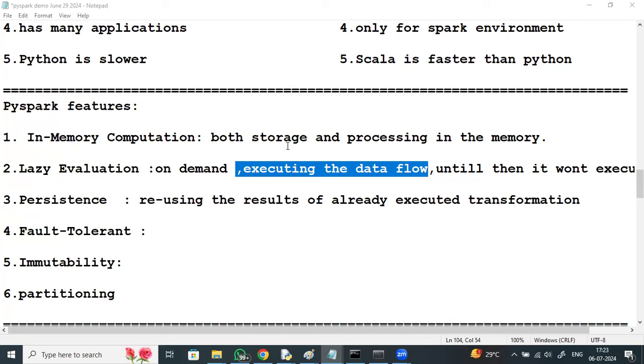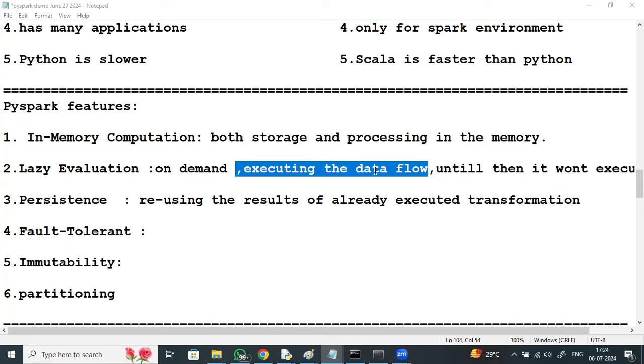You define the data flow. When you make an action, it executes, and the entire data flow executes. So it's a similar case in other programs. In C also, if you write a function, you can call it, and then only it will get executed. Generally in Python, if you run the code from the first line to the last line, everything executes automatically, statement by statement, but functions won't execute until called. Here also, you are defining a data flow, and until you make some kind of action on it, the data flow won't execute.